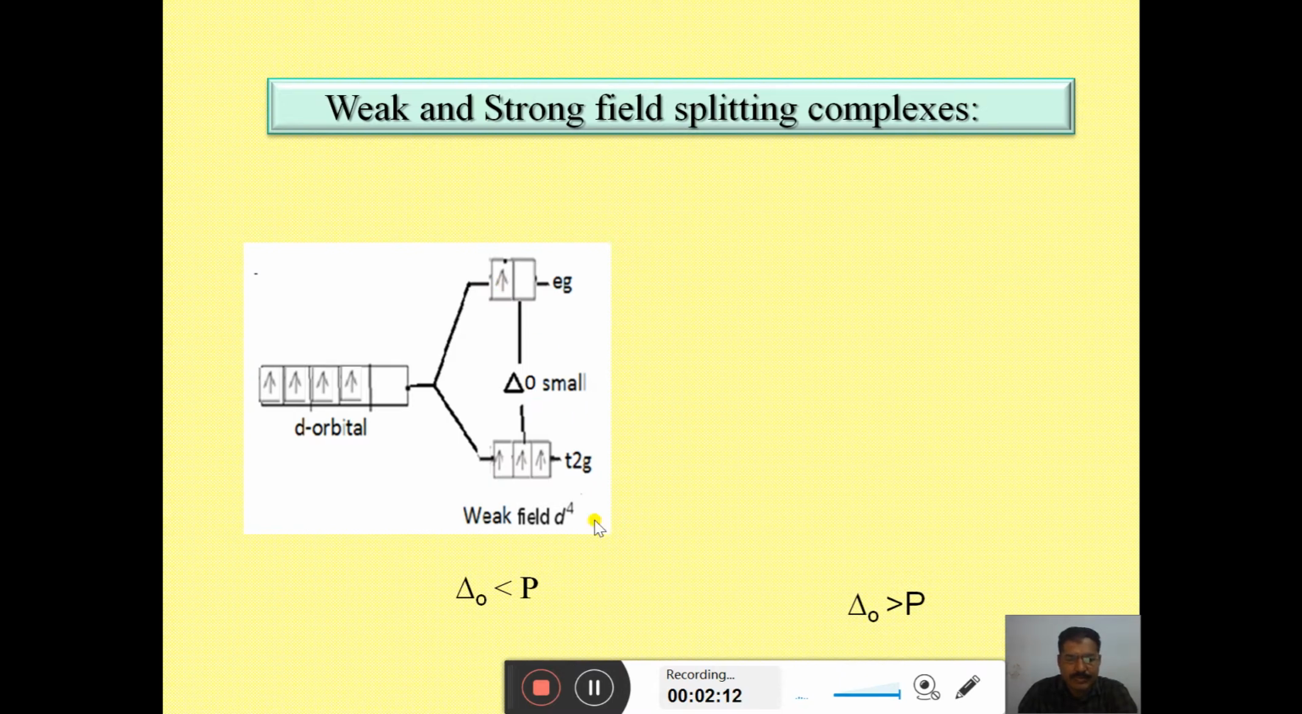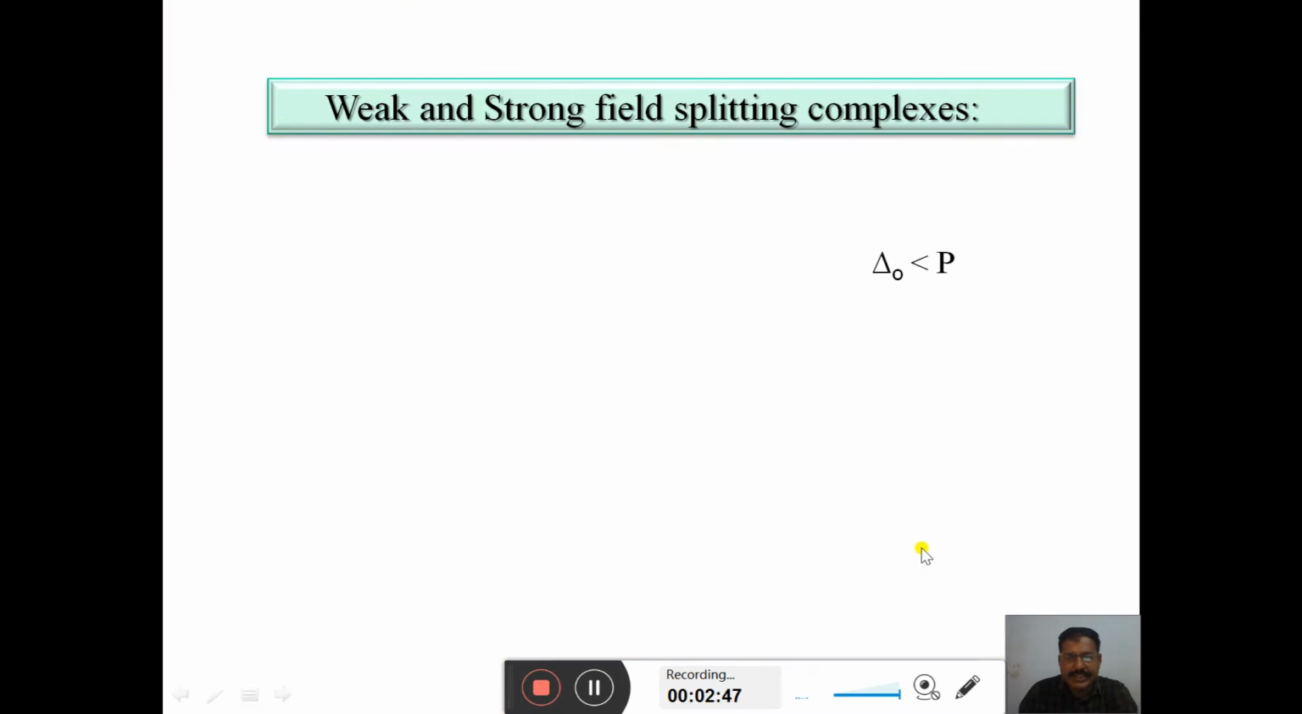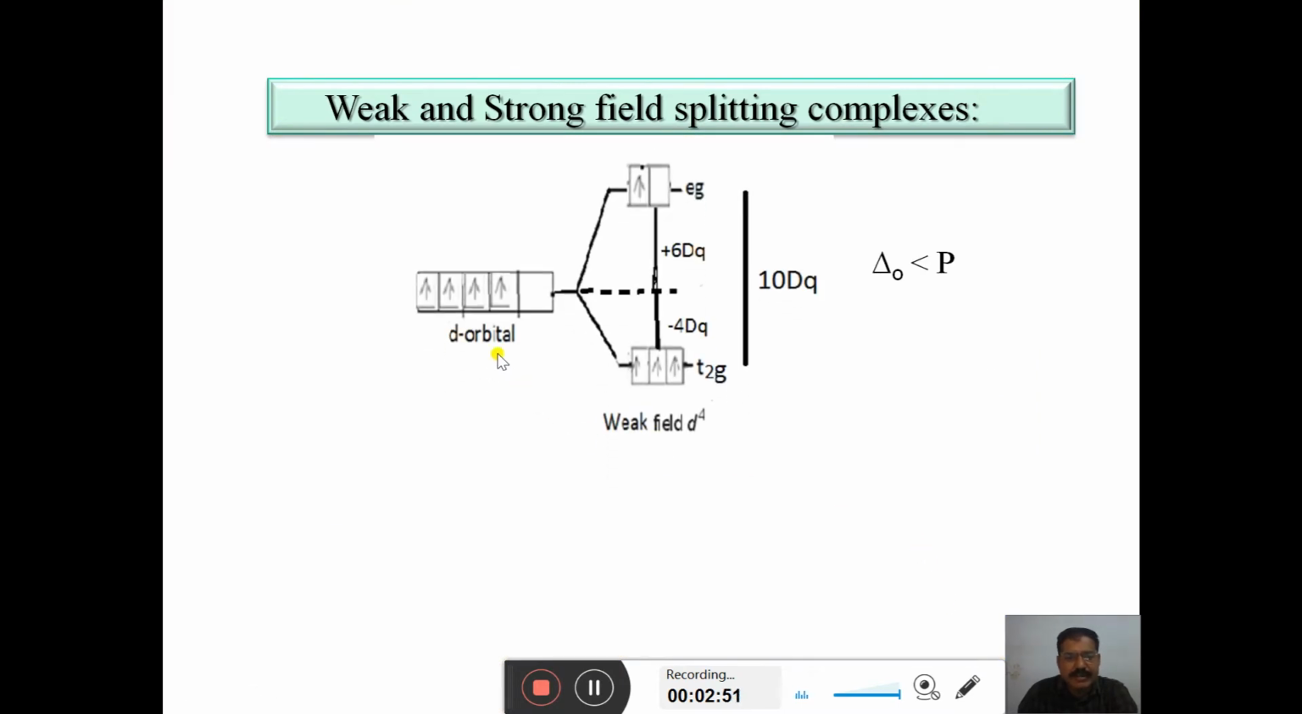Then the second example, a strong field d4 complex, again with 4 d electrons. It is split into two, the t2g orbitals and eg orbitals, and here the delta O value is large. So the electrons will be filled first at the lower energy level, that means the 1st, 2nd, 3rd and 4th electrons will enter the t2g level and not go into the eg level, because the energy difference between them is large. So delta O is greater than the pairing energy. Now let us consider another example, a d4 complex ion and its CFSE.